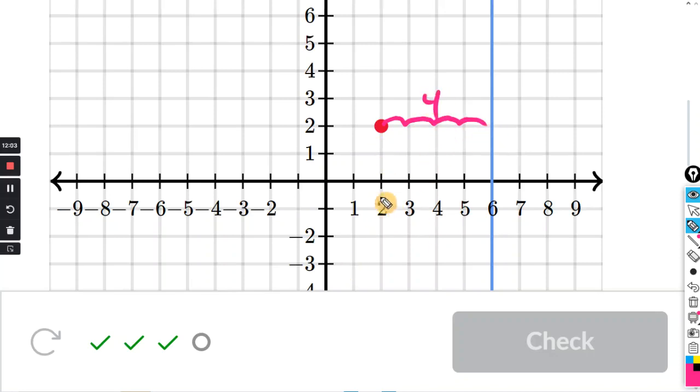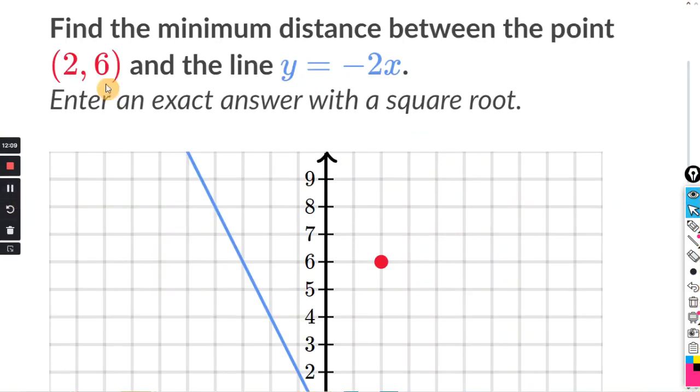We went from x equals 2 to x equals 6. 6 minus 2 is 4. All right, last one. Find the minimum distance between the point (2, 6) and the line y equals negative 2x. Enter an exact answer with a square root.